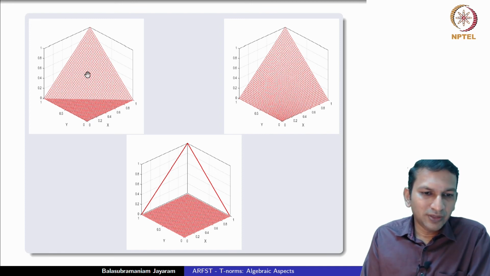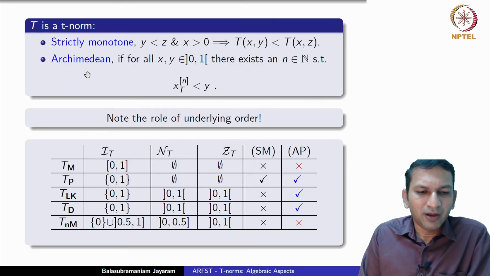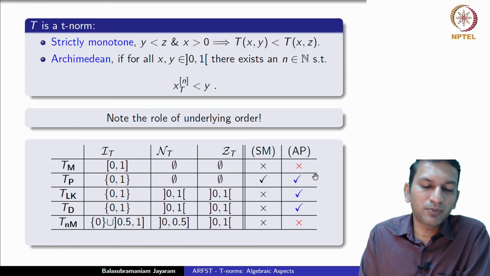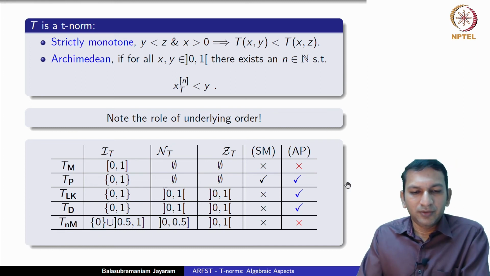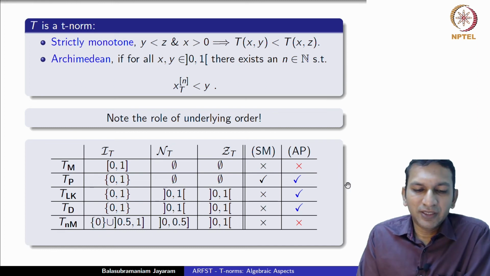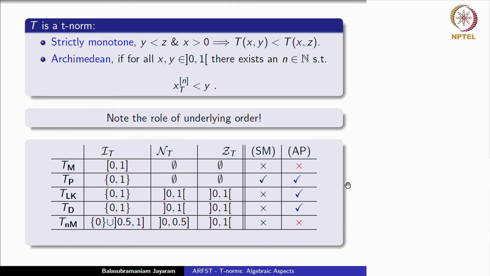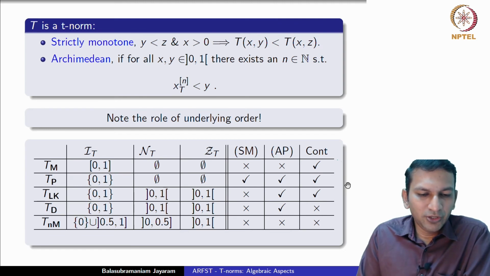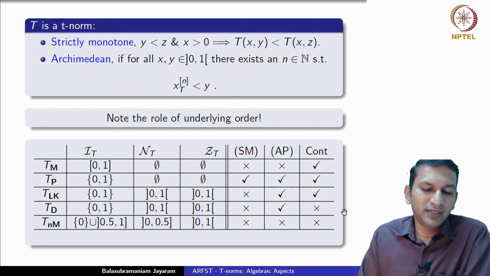So based on this, we say that among these 5 t-norms, other than minimum and nilpotent minimum, the other 3 do enjoy the Archimedean property. Now, this is perhaps the first time that we are seeing more blue than red. Let's also add continuity into this framework. And you see that the first 3 are continuous t-norms, the last 2 are not. We have seen that many times before.